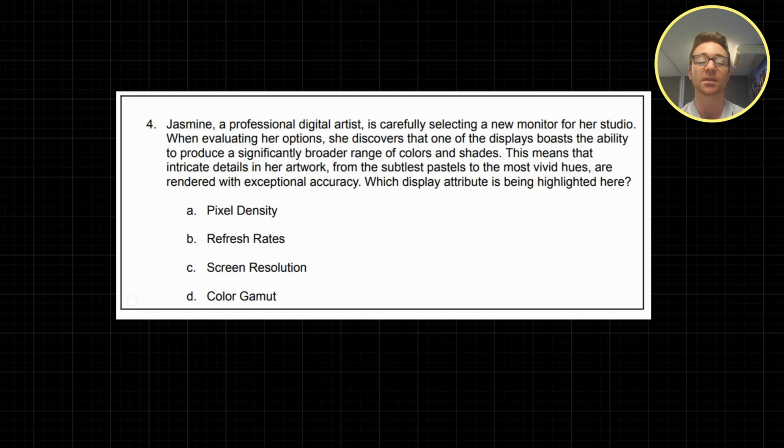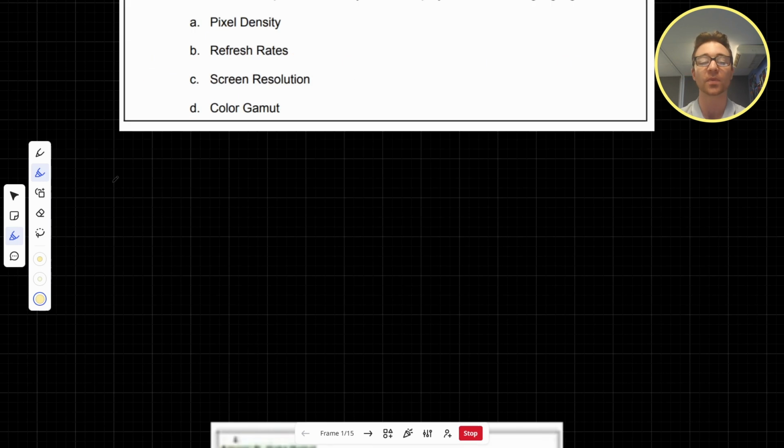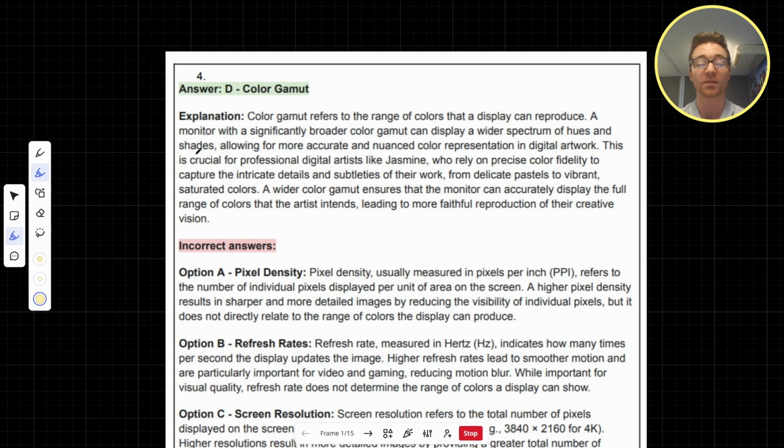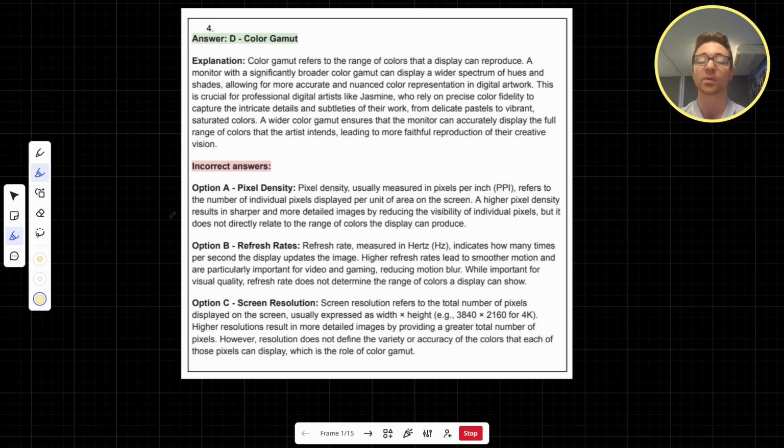A. Pixel density, B. Refresh rates, C. Screen resolution, or D. Color gamut? Pause the video if you need more time. Your answer coming in 3, 2, 1. It is D, color gamut, guys. It was talking about the range of colors that can be reproduced by that screen, and that is pretty much what we were looking for there.